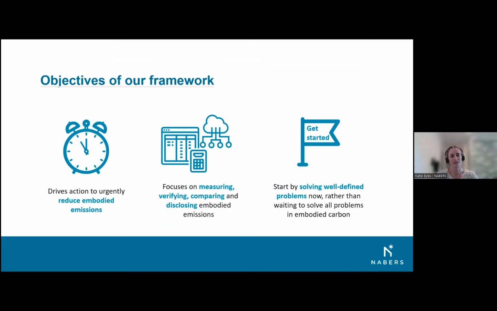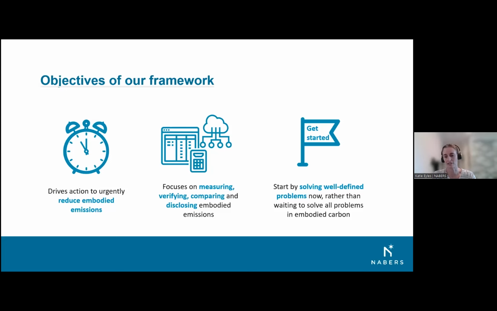Number one, to drive action to urgently reduce embodied emissions, just get started ASAP. Second of all, focusing on measuring, verifying that what's measured is correct and comparable with other buildings or other materials, and then disclosing so that everyone can be aware of what's going on in the market, compare themselves with others, and see on the whole what needs to be done. And then the third one there is, get started. Start by solving well-defined problems now.